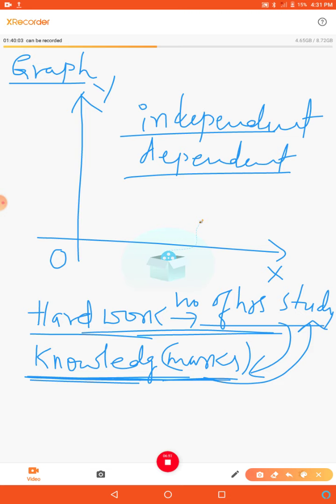So always, of the dependent and independent variables, the independent variables are taken along the x-axis, and dependent variables are taken along the y-axis. So that you should know. Now we have some equations which represent different types of curves.